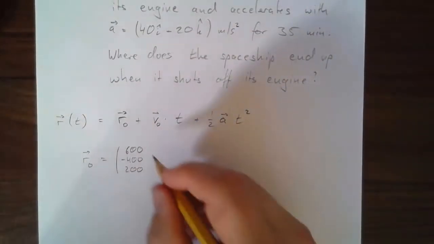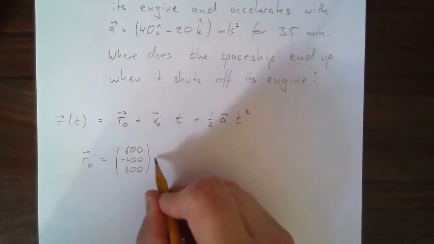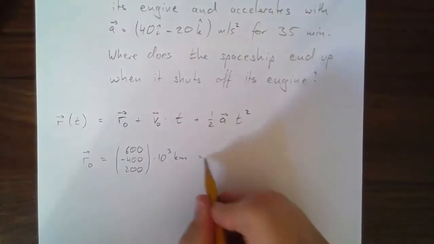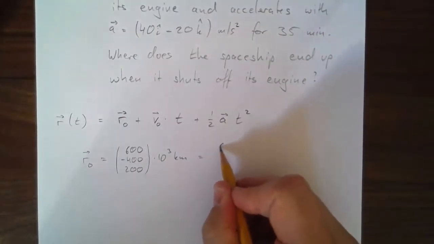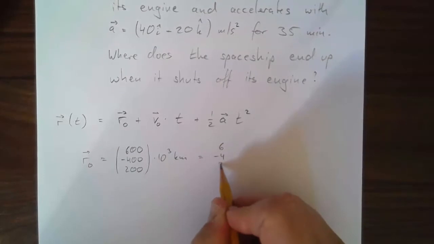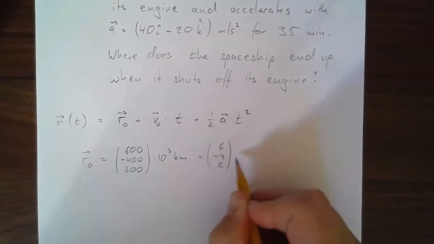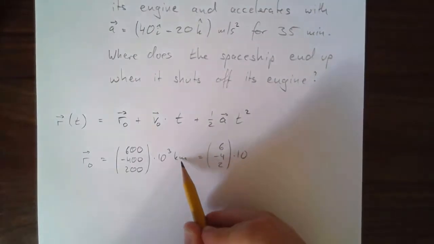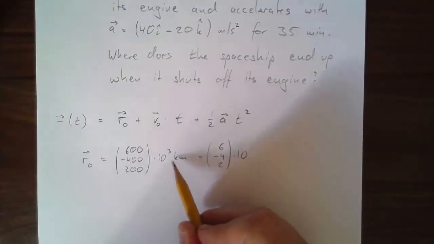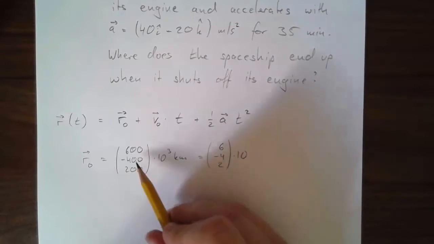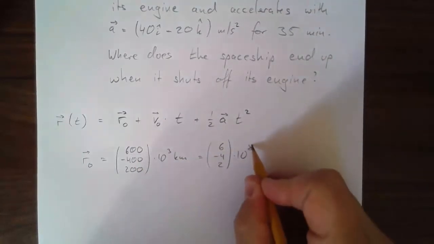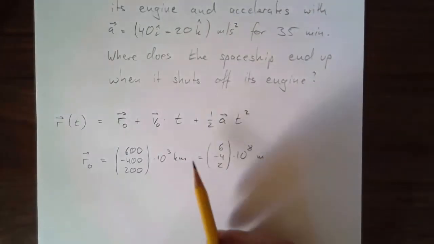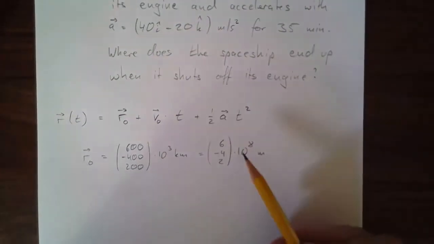200 times 10 to the 3 kilometers. Maybe I want to convert all that to meters. Well, how about I write a 6 minus 4 times 2, times 10 to the, well, 10 to the 3 kilometers is 10 to the 6 meters. Like 1,000 kilometers is 1,000,000 meters, then times 100 is 10 to the 8 meters. Again, if you're hesitating, make sure you pause the video and figure this out yourself.